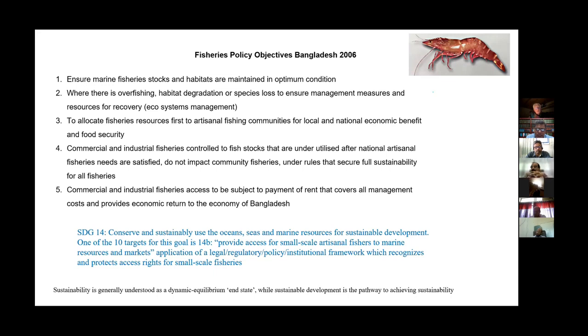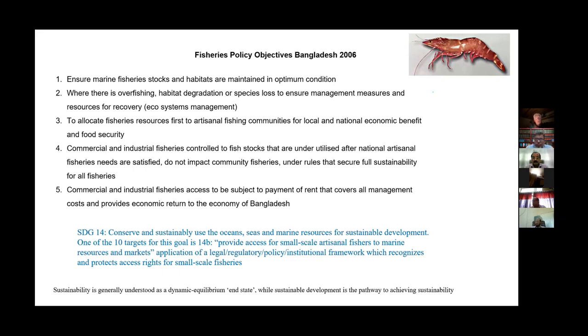The fifth point: commercial and industrial fisheries access to be subject to payment of rent that covers all management costs and provides economic return to the economy of Bangladesh. So these 5 points are very important. The new Fisheries Act, which was passed in 2020, needs further improvement to be able to satisfy these requirements as set out in the policy. And work is going on at the current time with the rules to strengthen the ability of the department to implement fisheries management along these 5 principles.